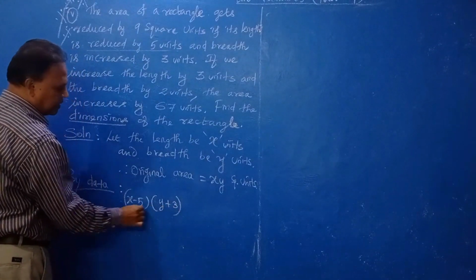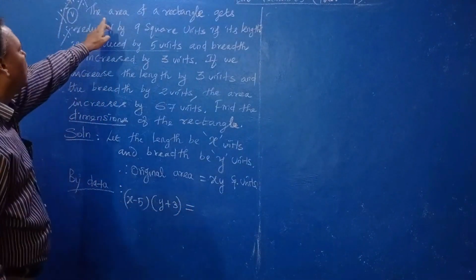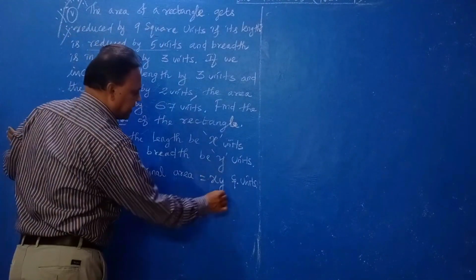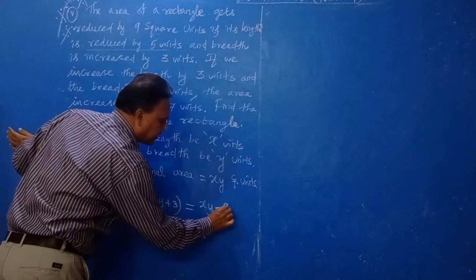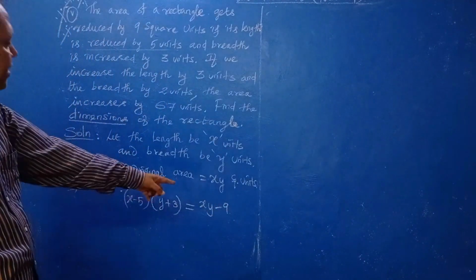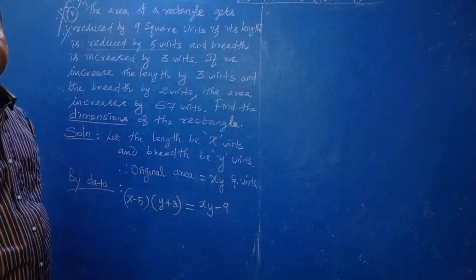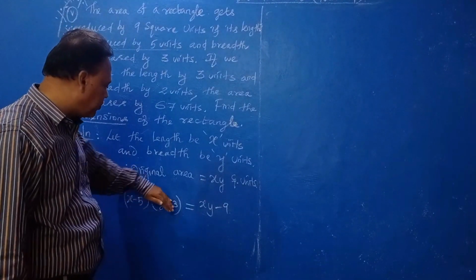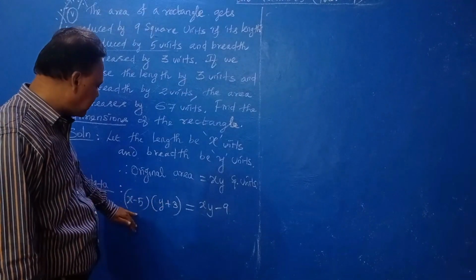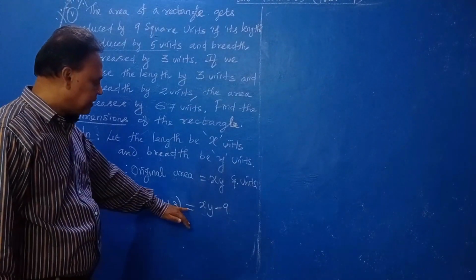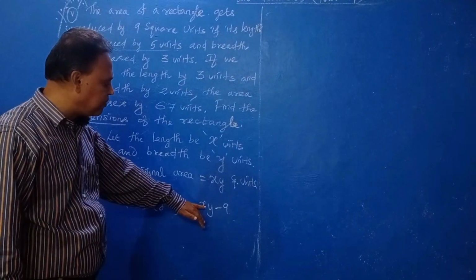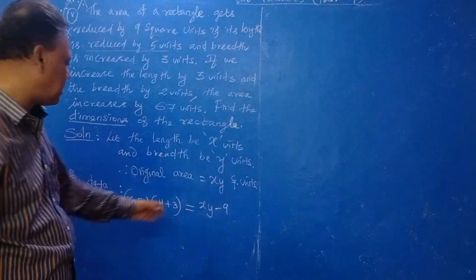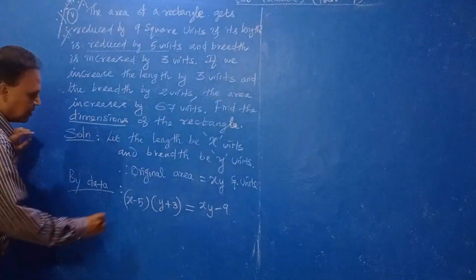Okay, that is the new area. How are we getting the new area? The area of the rectangle gets reduced by 9 square units from the original area. That means from the original area you subtract 9 square units. Understand? So this is the new area, new length, new breadth. New area means just multiply. That is equal to the original area, from which 9 square units is reduced. That means subtract. Now simplify this.